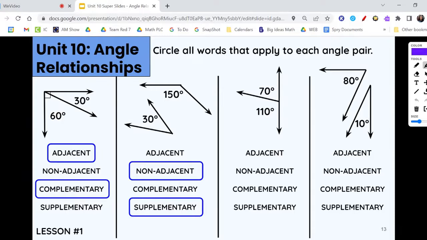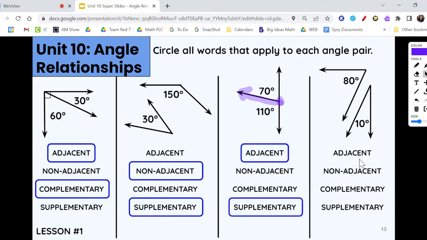All right, next one. Are these angles adjacent or non-adjacent? Well, they share a vertex, they share a side, and they do not overlap with each other, so therefore they are adjacent. And are they complementary or supplementary? Well, they add up to 180, which makes them supplementary.